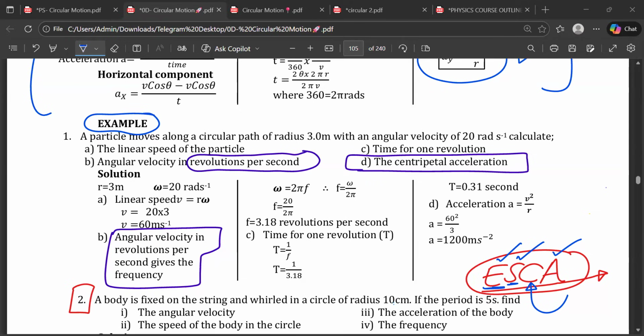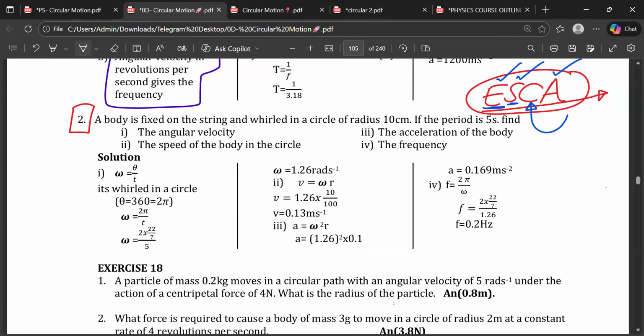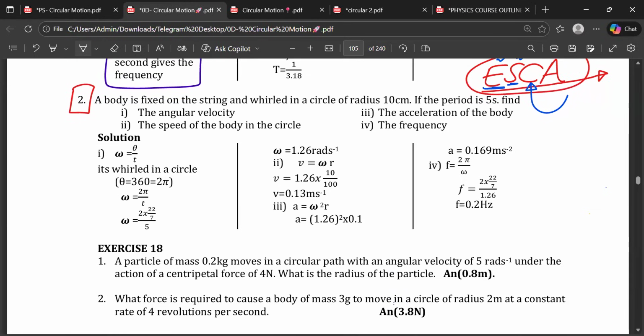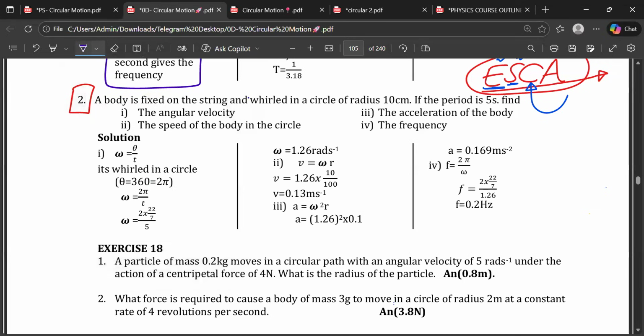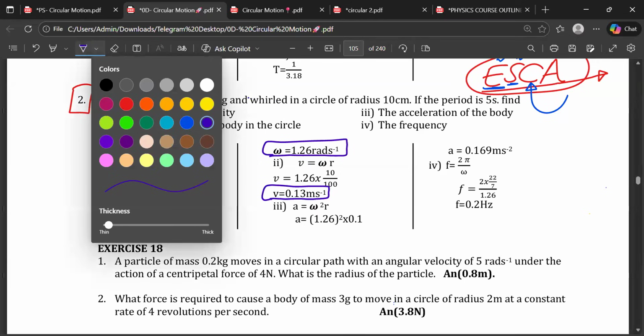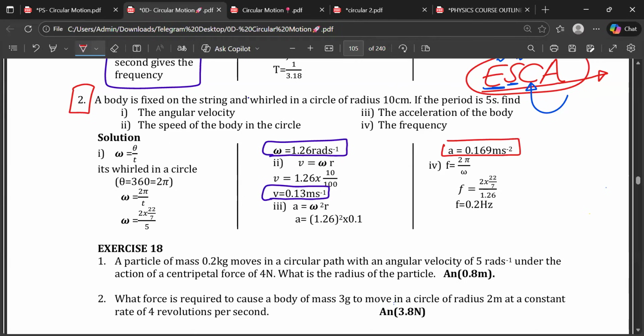Someone has commented done. Let me expose. You tell me if all have been passed. The answer for angular velocity, you can see it is here: 1.26 radians per second. Hope you have that. The velocity, this is the answer: 0.13 meters per second. For centripetal acceleration, this is what they have. I hope you have that. And for frequency, this is what they have.